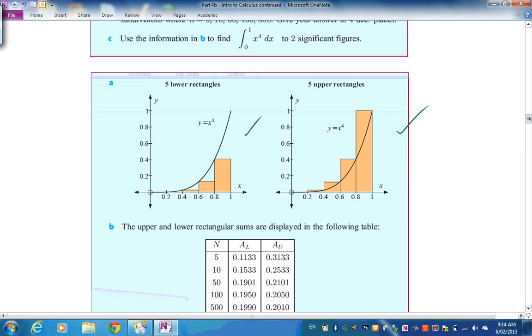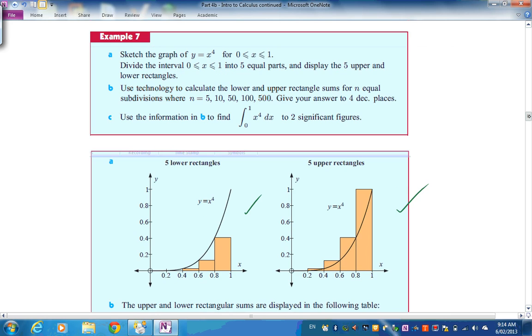Okay, so go back up here. You go to the interval. So this is from, what are we doing here? We're going from 0 to 1 and displaying it in 5 equal parts.